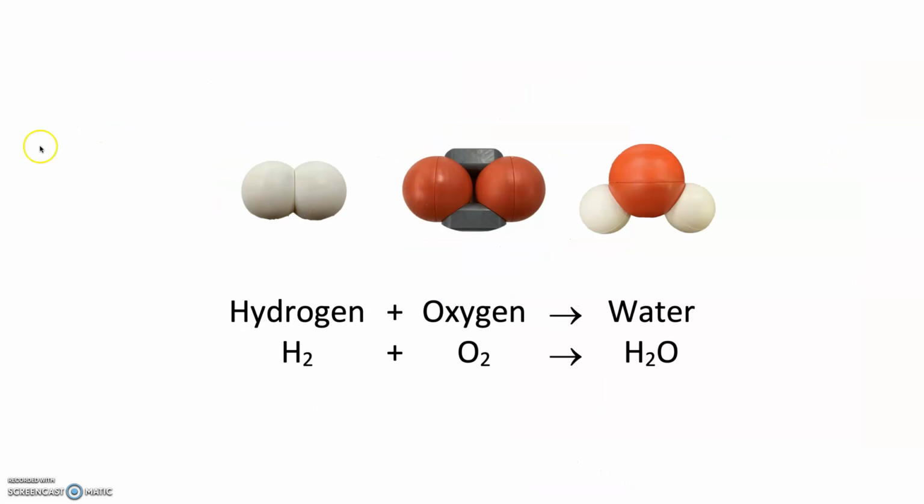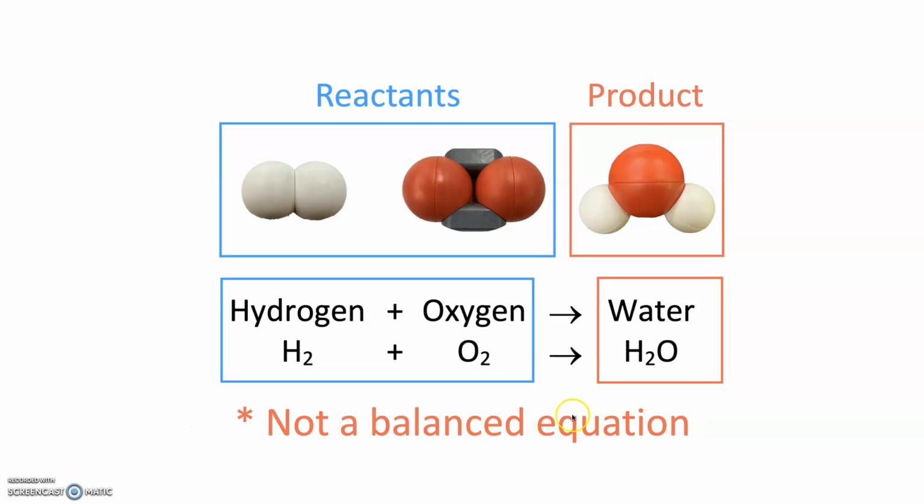Another example I have here is if we have hydrogen, H2, and oxygen, which is O2, they react to form water, which is H2O. And again, this isn't a balanced equation as it is. In my reactants, I have 1, 2 hydrogens. Over here I have 1, 2 hydrogens, that's very good. But on this side I have 2 oxygens, and in my product I only have 1 oxygen.